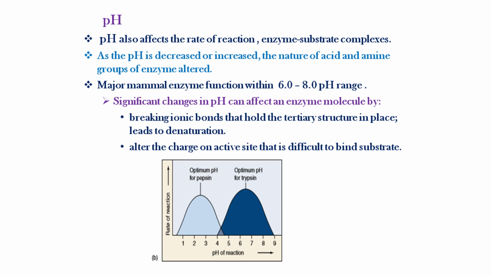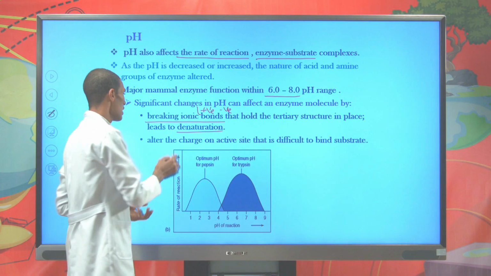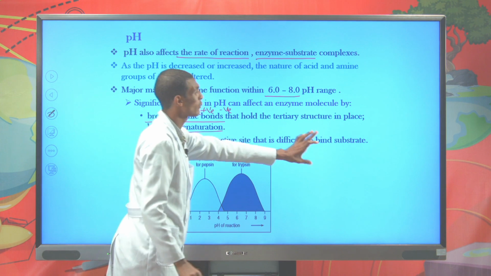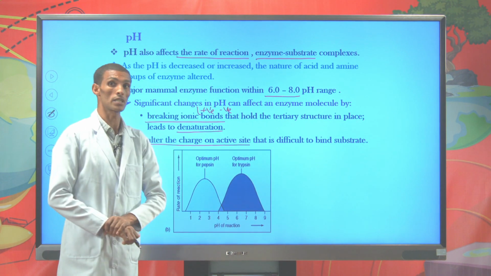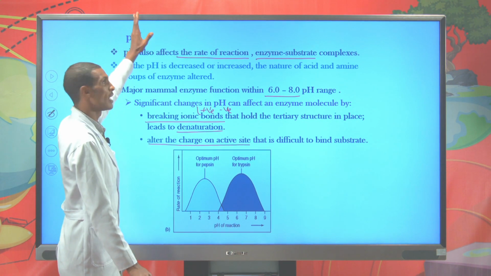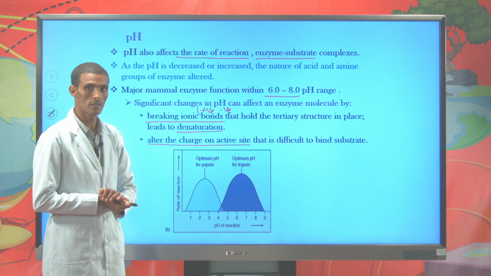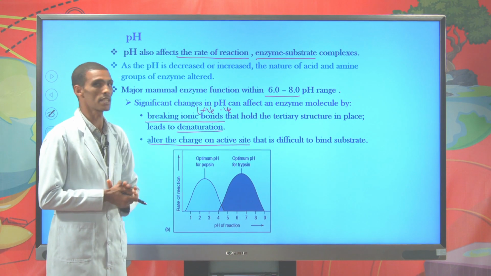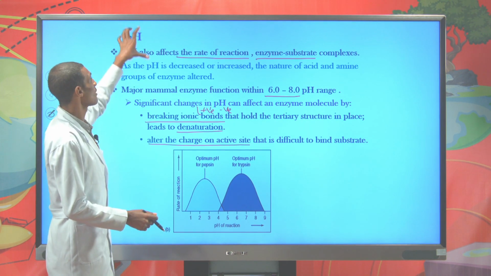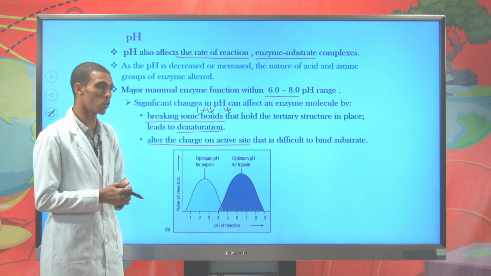Another way is that pH can alter the charge over the active site. If the charge of the active site is altered, it is too difficult for the enzyme to bind to the specific substrate. By that, pH is another most important factor that affects the rate of the reaction, the rate of enzyme-substrate complex formation. So, all organisms have their own body pH at which their body enzymes work properly.